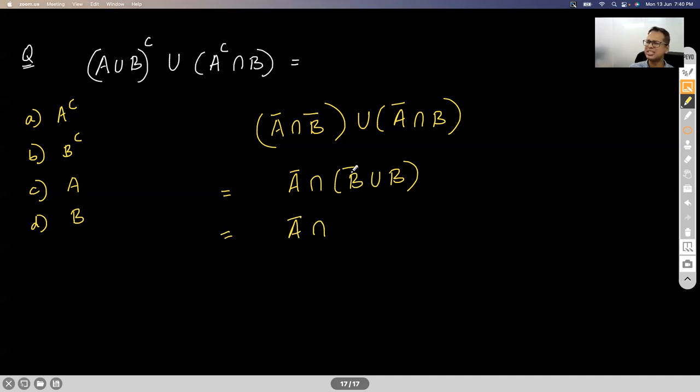Now, what is this? B complement union B? Universal set? Isn't it the law of complementation? An intersection of any set with the universal set will be the set itself, which is clearly option A. Is it clear? Any question, any concerns? Okay. Should we move on?